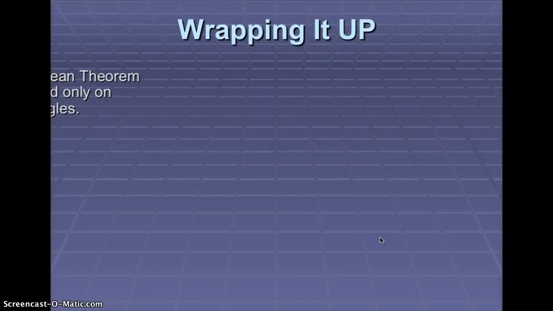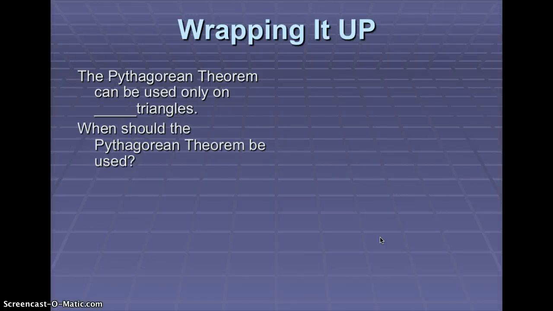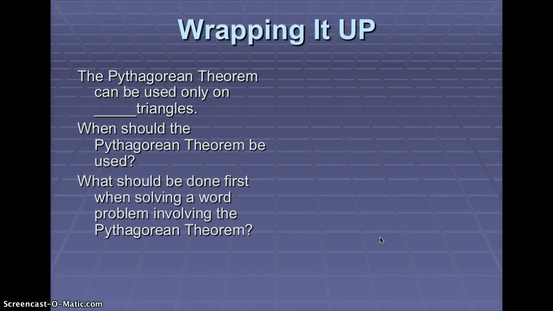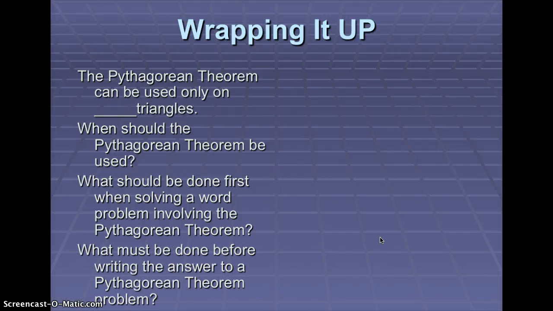All right, let's wrap it up. Let's see what we learned. The Pythagorean theorem can be used only on blank triangles. Go ahead and take a minute and fill in the blank. The next, when should the Pythagorean theorem be used? The third question is, what should be done first when solving a word problem involving the Pythagorean theorem? And then the last one is, what must be done before writing the answer to a Pythagorean theorem problem?